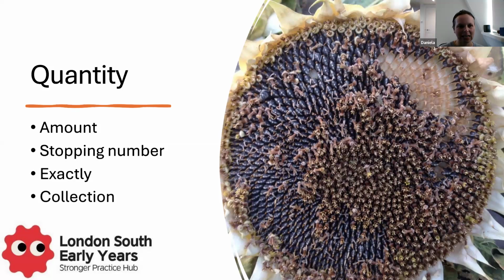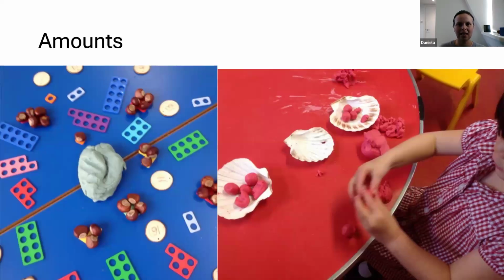Words like exactly and a collection. I have a collection of seeds here. I have a collection of bits of flower. I have a collection of leaves. This is the first step in categorizing. And a collection is an easier word to say than categorizing.